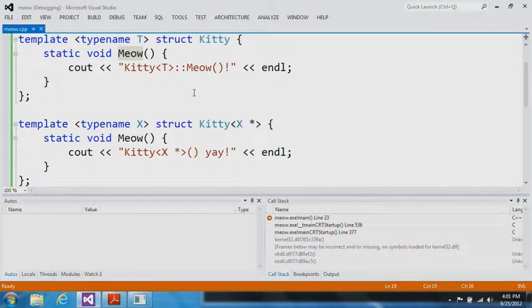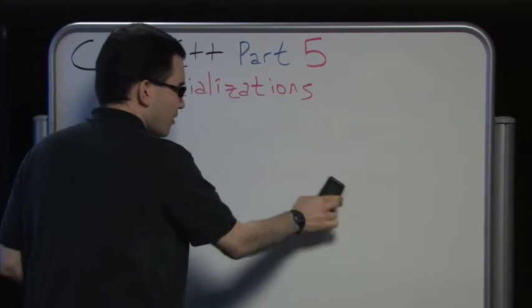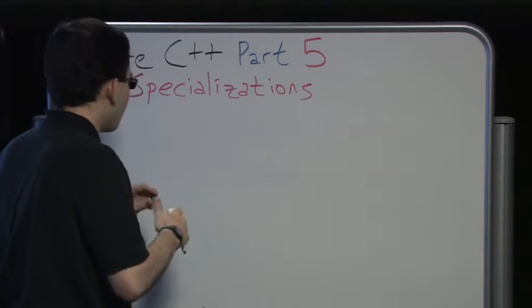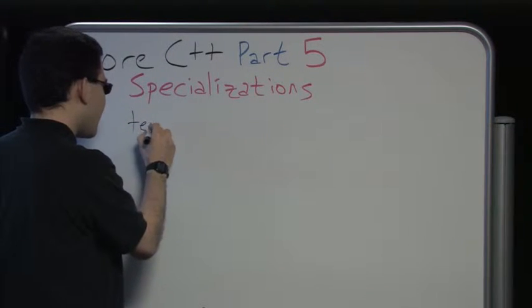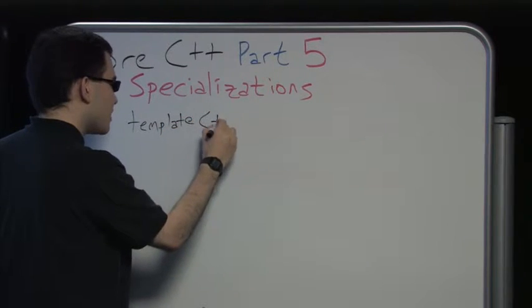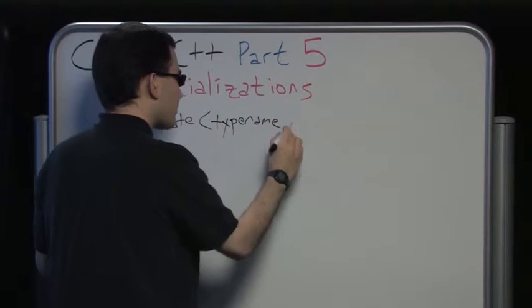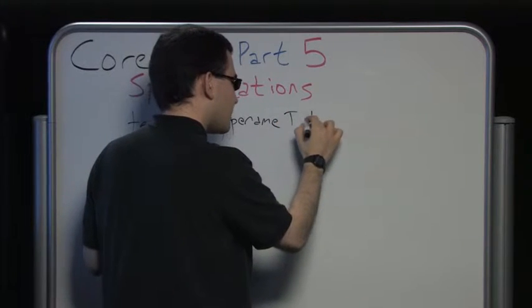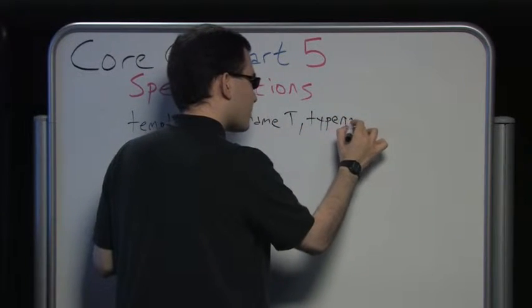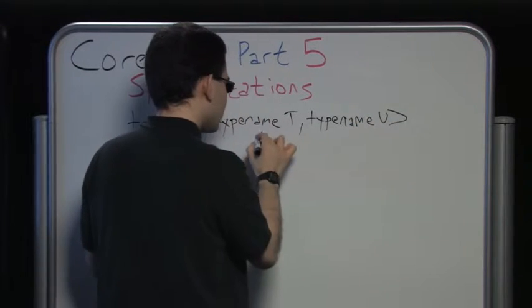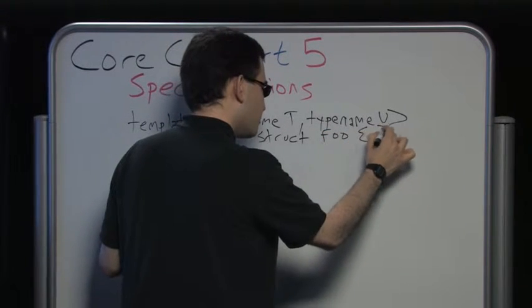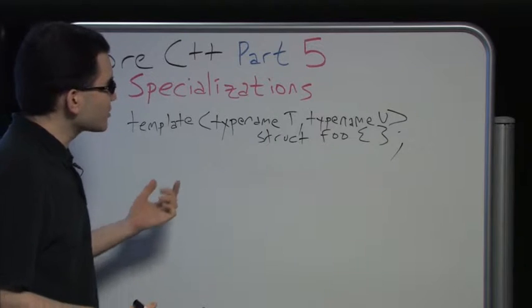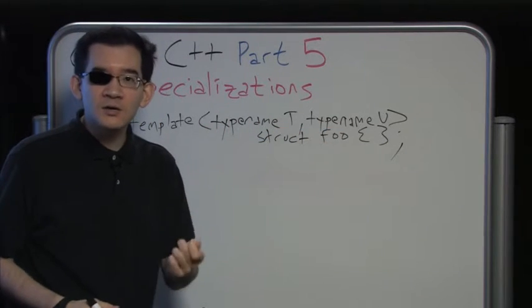And this is often where people start to get confused. So here I'm just going to scribble on the whiteboard because it's a little faster than typing out code. So imagine that I have a primary template, and let's say it's of the form template typename T, typename U. Could be a struct or class, I don't care. And then struct Foo. And this is going to go do cool things. So an explicit specialization would lock down both T and U to concrete specific types.